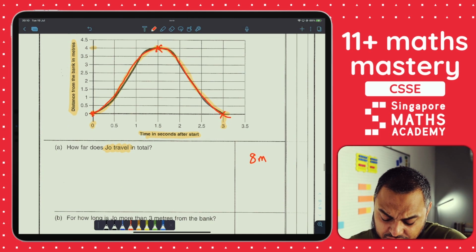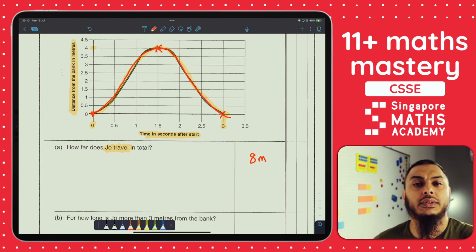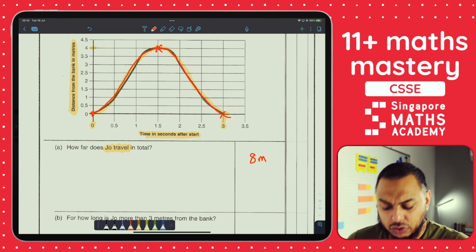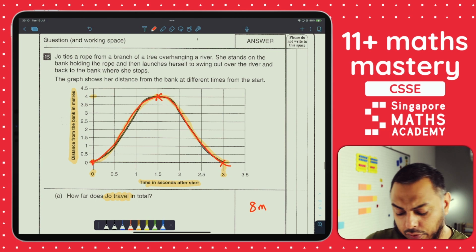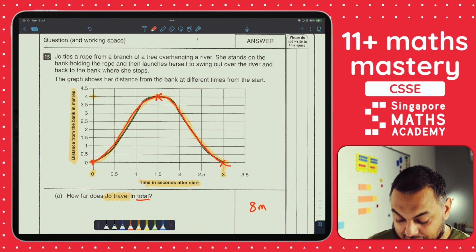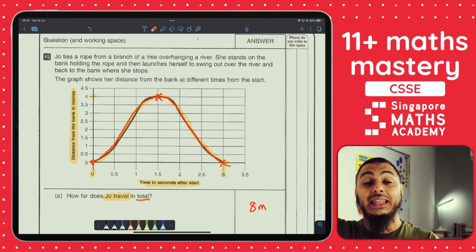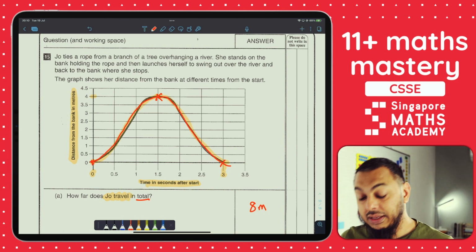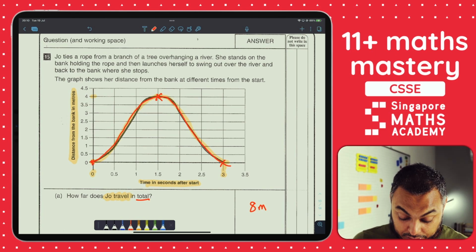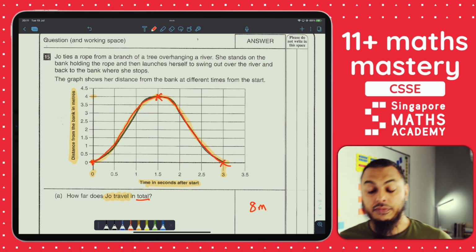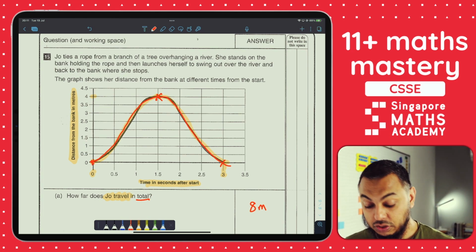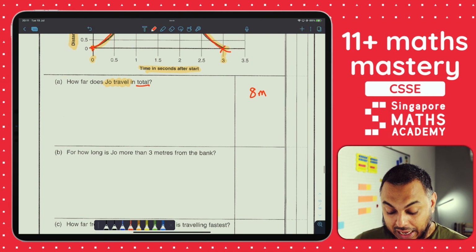Okay, it's a bit of a deceiving question, actually. I don't really like that question. It's not fair, I think, on children at this age to put it in that way. But be careful. If it's how far she's traveled altogether, in total, that must mean the way there is 4 meters and the way back is 4 meters. If it's how far she has traveled from the initial stage, where she leapt off, that's just 4 meters. She went 4 meters forward.